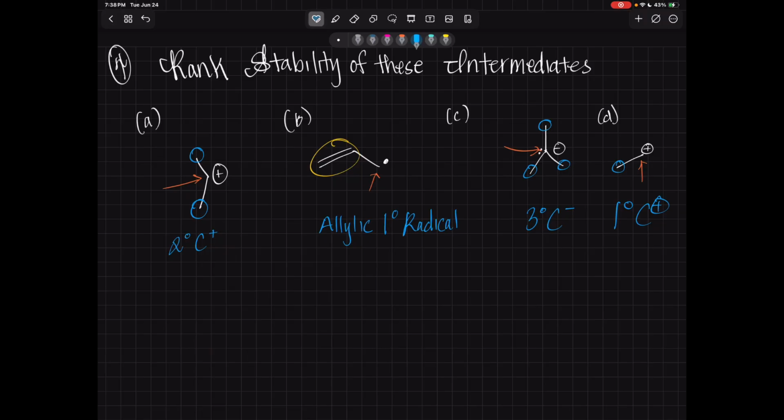We're going to look for resonance. In this case, there's only one with resonance, and that's B. B is an allylic radical. Resonance is a dominant stabilizer. Let's go next to A. If you look at it, it is a cation. It is secondary, so it is being stabilized.